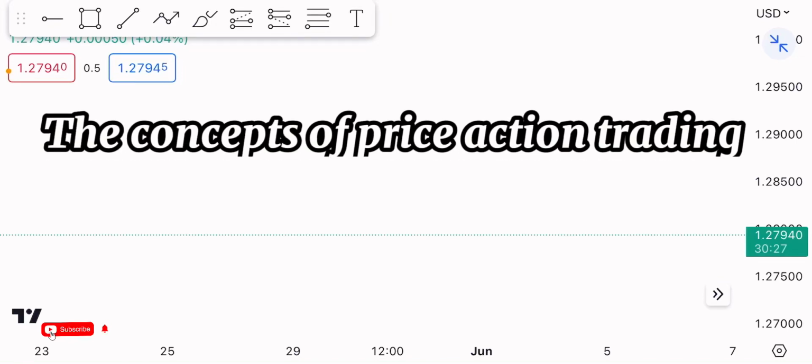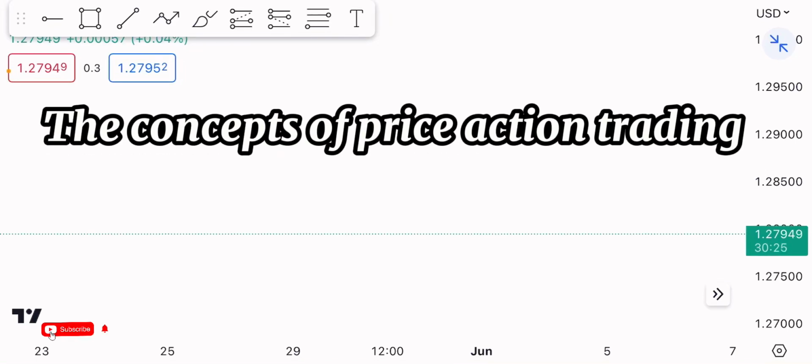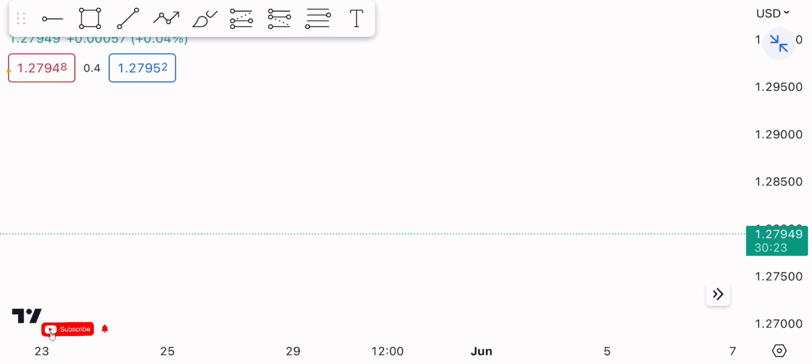Talking about the concepts of price action trading. Price action trading, also known as naked trading, involves knowing the behavior of the market, understanding how the market moves, the nature of the market, and there are three forms at which the market moves. We're talking about all of that in today's video.